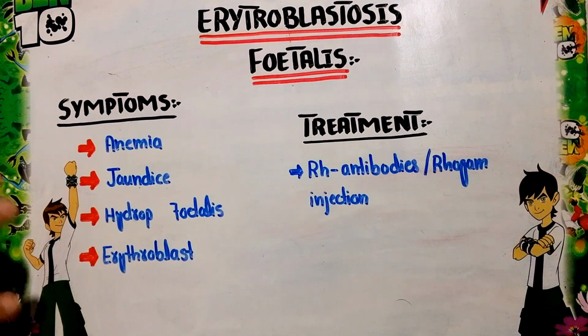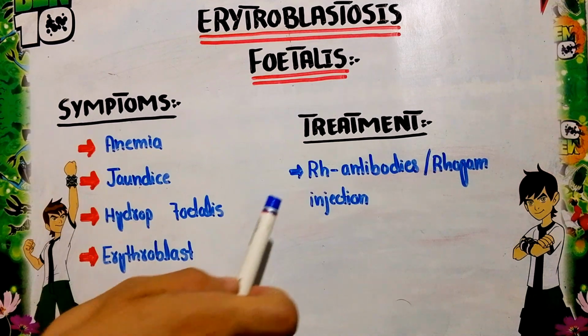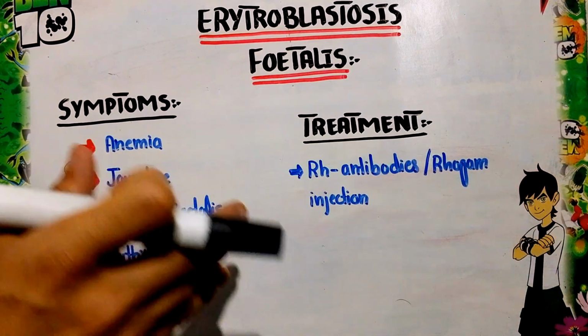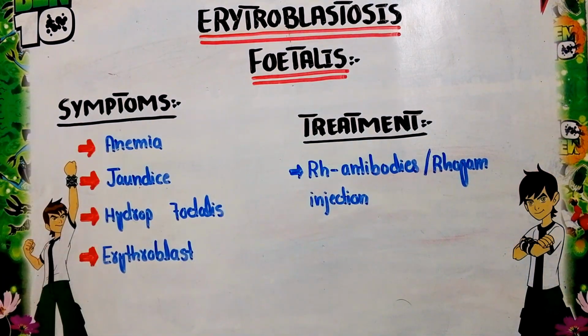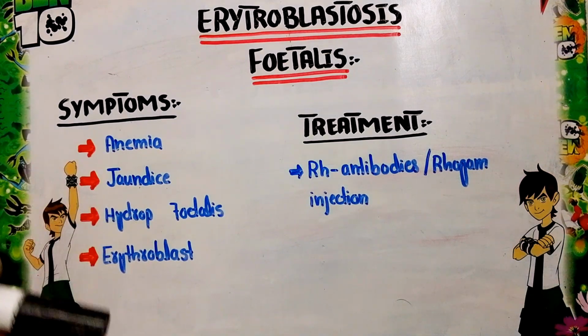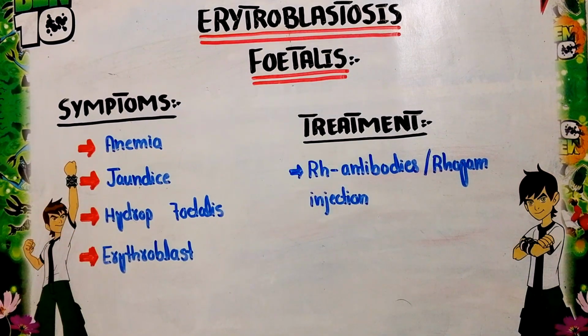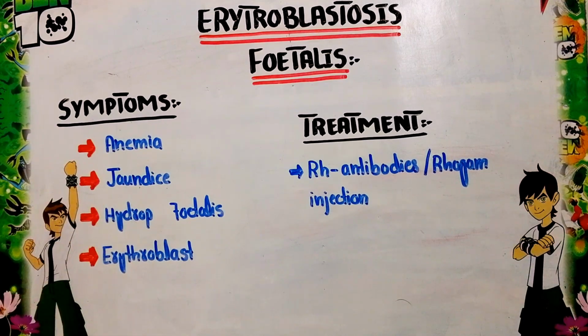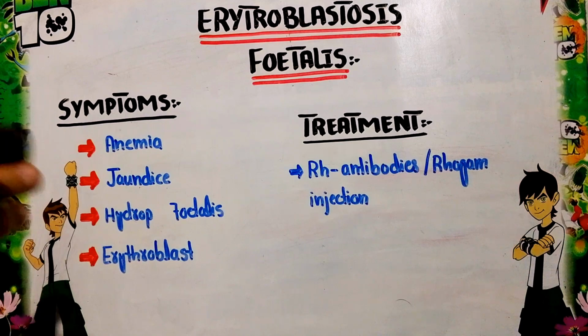Now, how can this condition be treated? After the first delivery, we inject Rh antibodies as the RhoGAM injection, which contains the antibodies. When this injection is given to the mother's body, it causes an agglutination type of reaction, and it helps in the safe delivery of the second fetus or second baby. So this is all about the Rh blood group system.